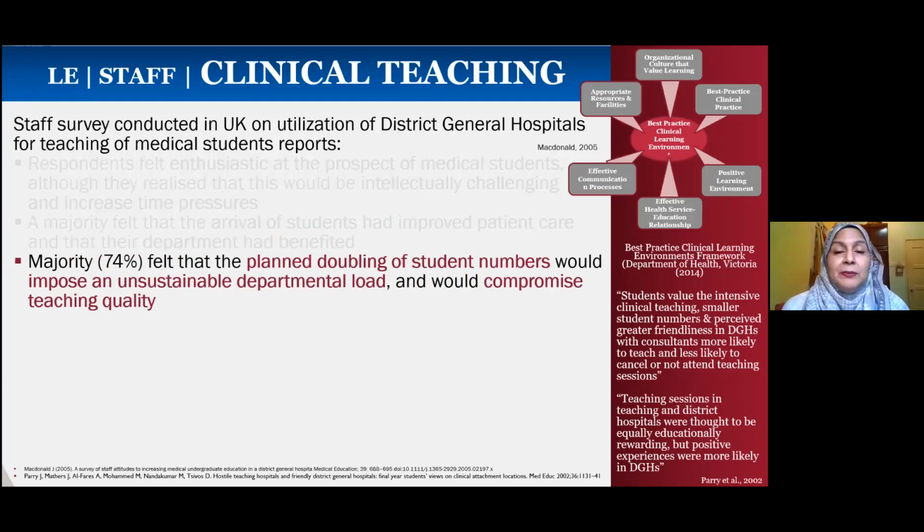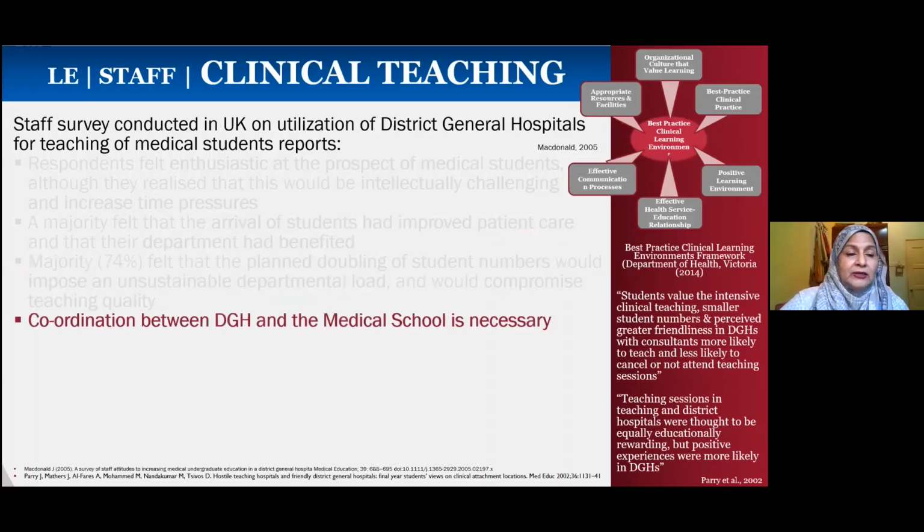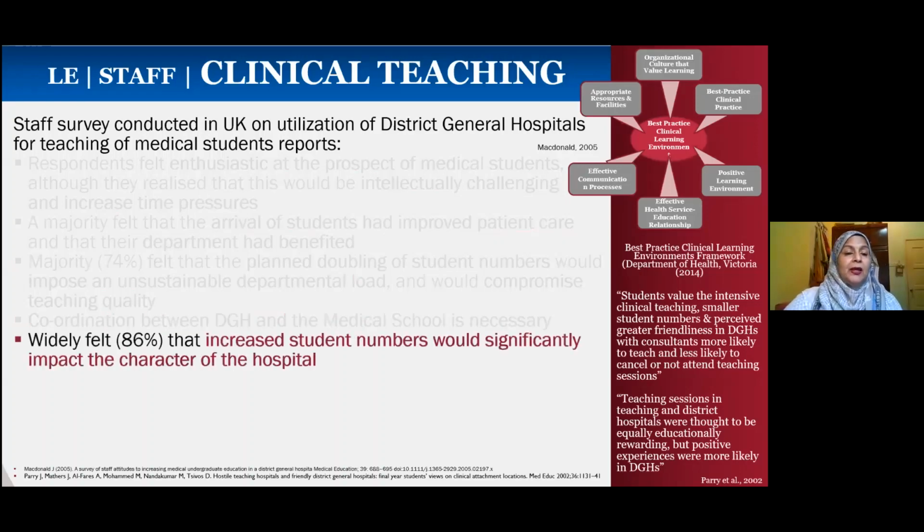Majority also felt that the planned doubling of the student numbers would impose an unsustainable department load and would compromise teaching quality. So the number of students going to a specific hospital should match the number of staff there and the type and number of patients coming to that facility. Coordination between the District General Hospital and the medical school is necessary.